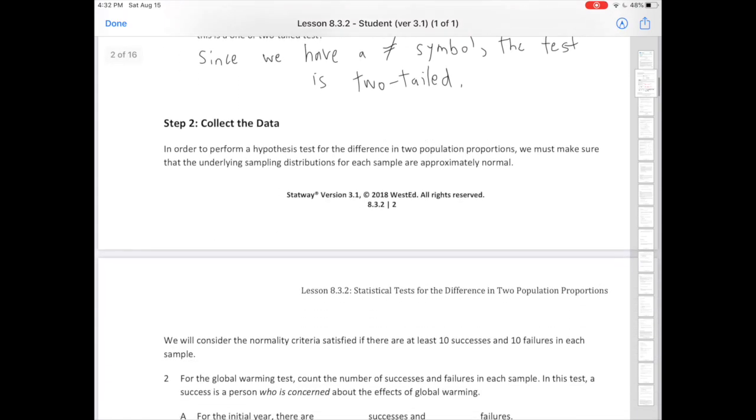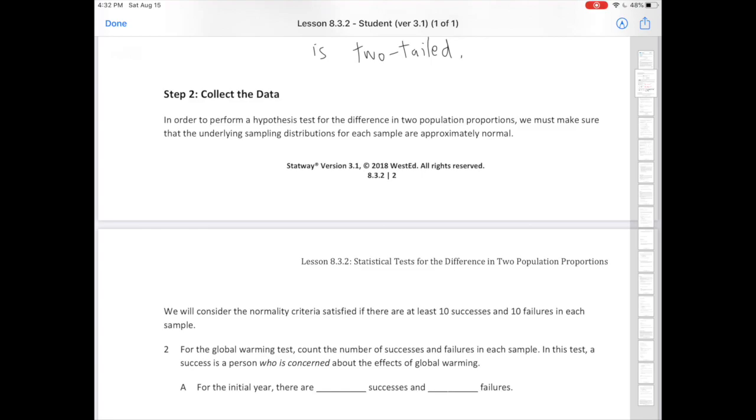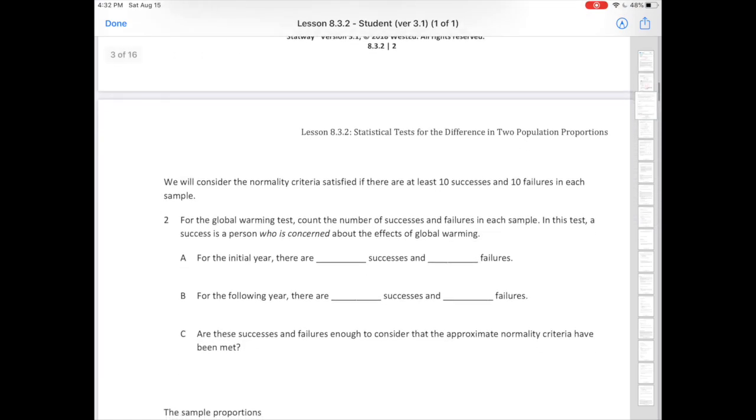So step 2, collect the data. In order to perform a hypothesis test for the difference in two population proportions, we must make sure that the underlying sample distributions for each sample are approximately normal. We will consider the normality criteria satisfied if there are at least 10 successes and 10 failures in each sample. For the global warming test, count the number of successes and failures in each sample. In this test, a success is a person who is concerned about the effects of global warming.